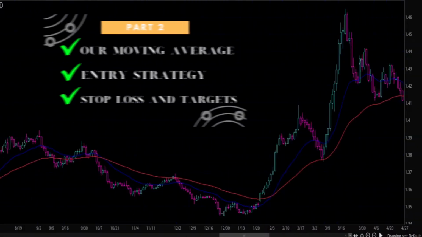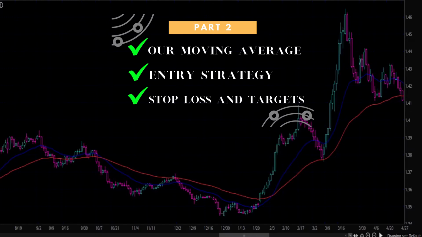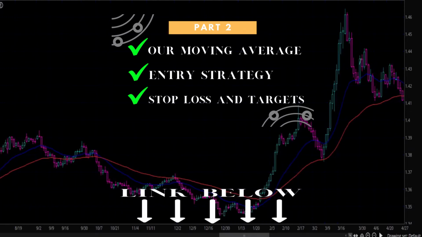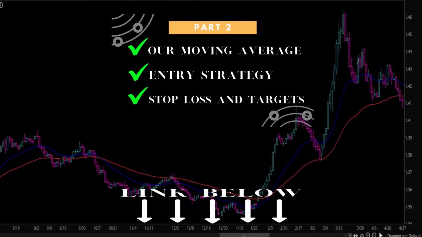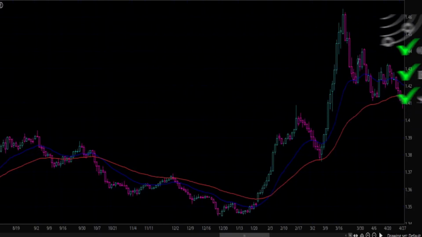Part 2 of this series goes into further detail on our moving average, the entry setup, as well as stop losses and targets. I'll link to that video below in the description. However, for the purposes of this lesson so far, we will be using the 20 and 50 period exponential moving averages as a zone.